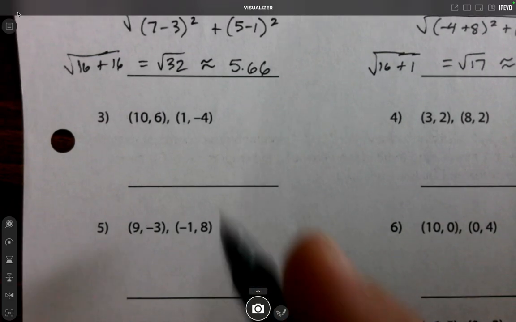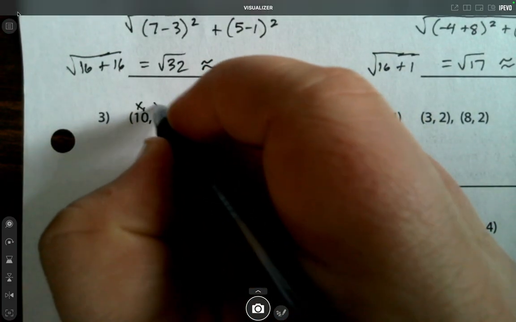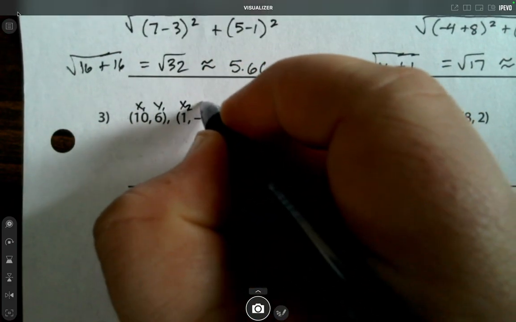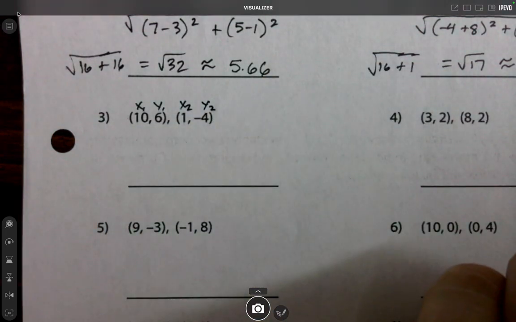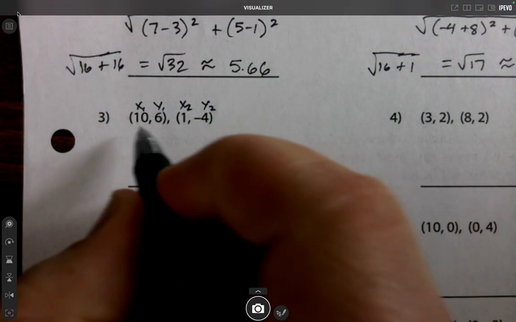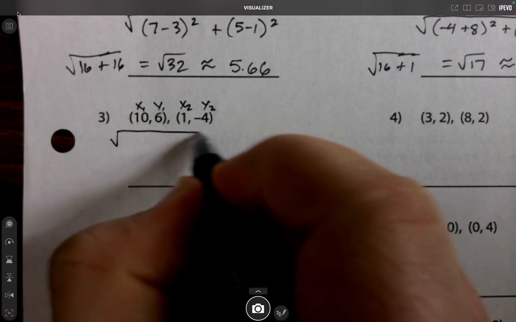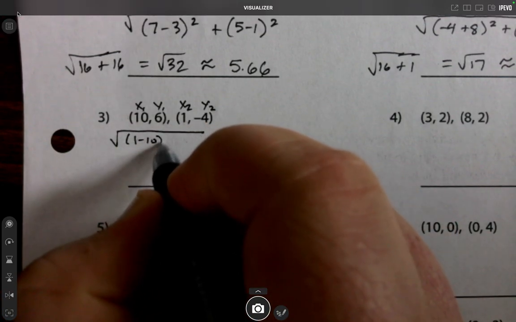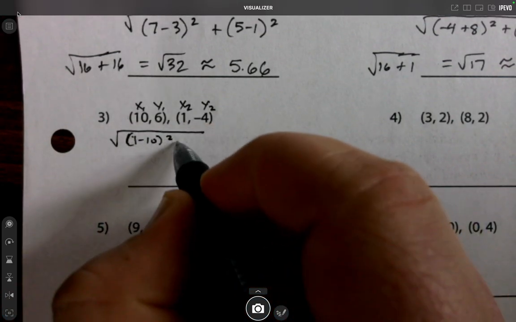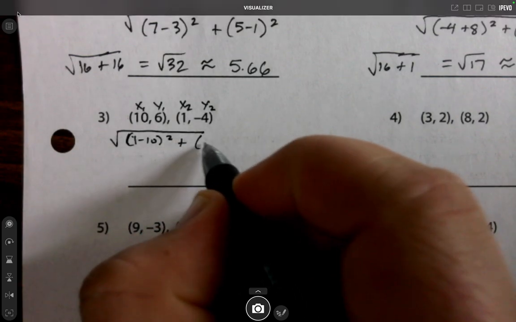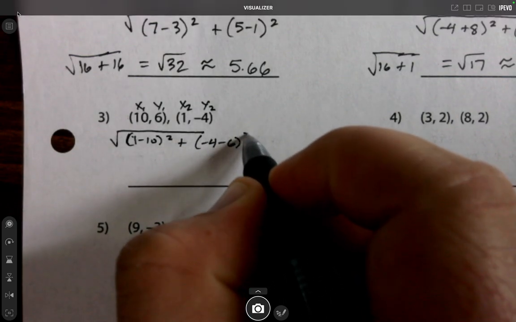Okay, number 3, x1, y1, x2, y2. So we do the x's first, 1 minus 10 squared plus negative 4 minus 6 squared.